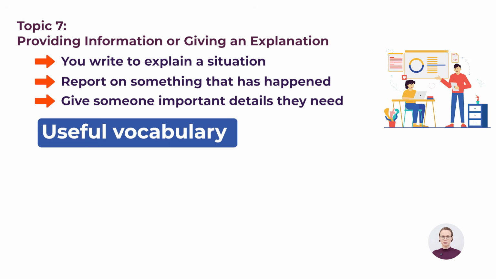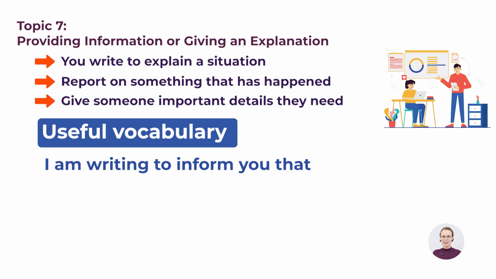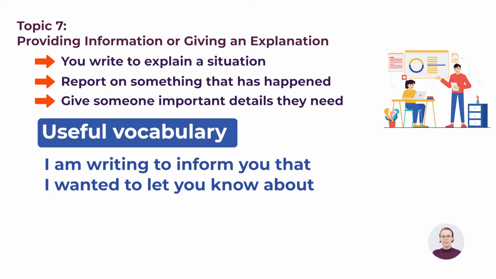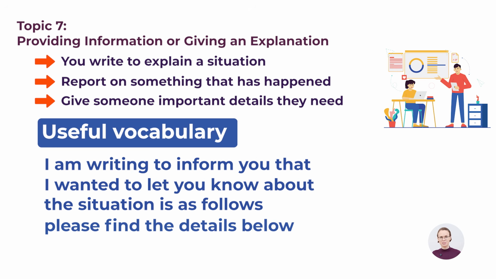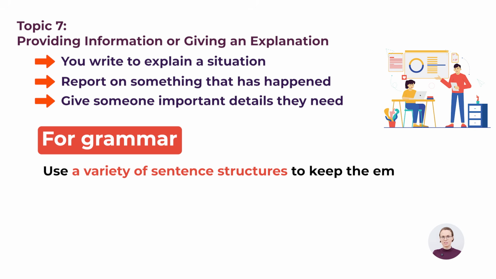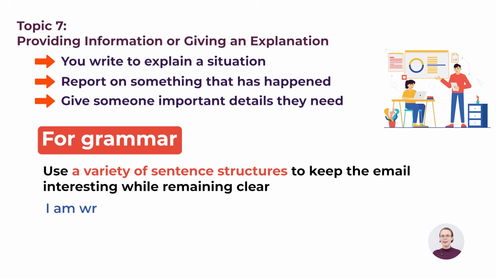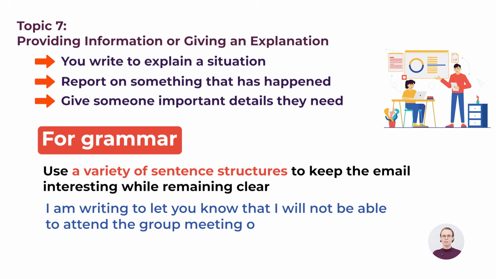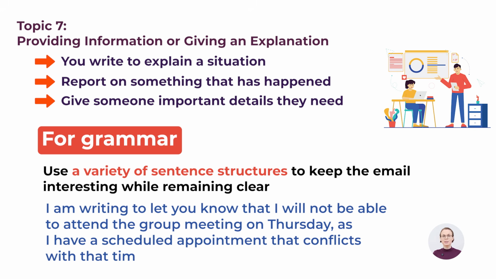Here is some useful vocabulary for this topic. I'm writing to inform you that. I wanted to let you know about. The situation is as follows. Please find the details below. For grammar, use a variety of sentence structures to keep the email interesting while remaining clear. For example, you can write, I am writing to let you know that I will not be able to attend the group meeting on Thursday, as I have a scheduled appointment that conflicts with that time.